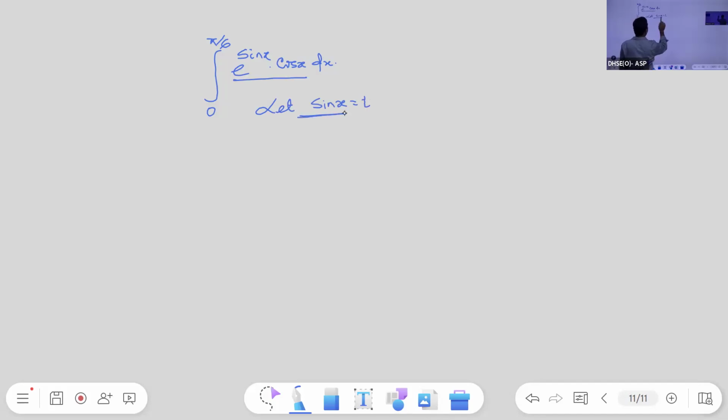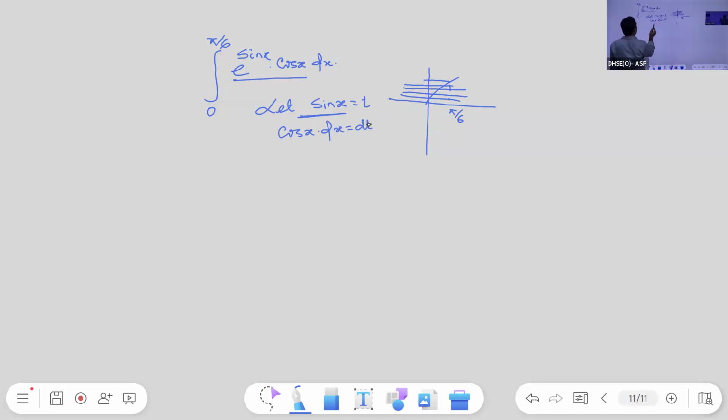The function sin x is continuous everywhere in its domain, and you know domain of the sin function is R. Second point is there should be 1-1 relation between t and sin x. You see 0 to pi over 6, the function is 1-1, because if you draw any line parallel to x-axis, it will meet the curve at best at one point. So function is continuous. If sin x is equal to t, then cos x dx is equal to dt, and the limits should be changed accordingly.